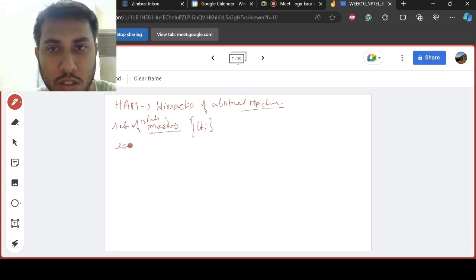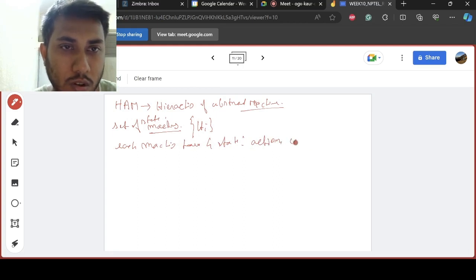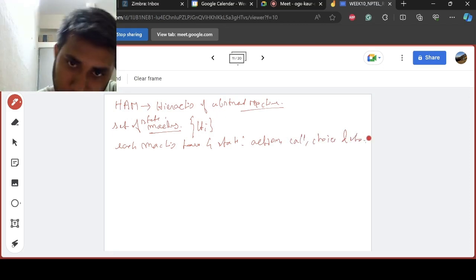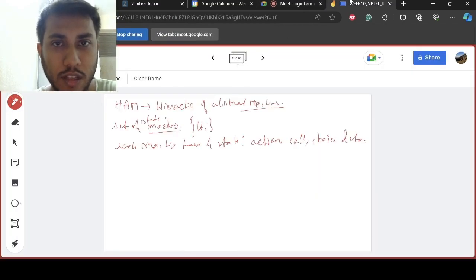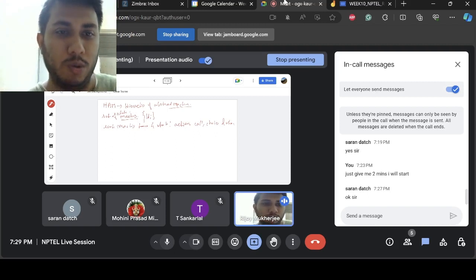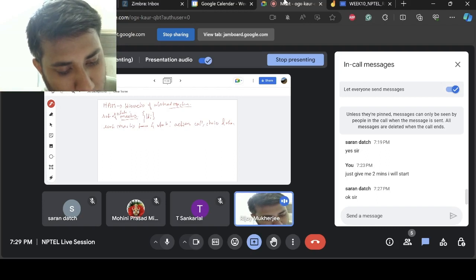Each machine has four states: action, call, choice, and stop. These are the four states you have. So you have a given MDP problem. What you have to do is divide that MDP problem into various machines. So let's use an example first to generate it.